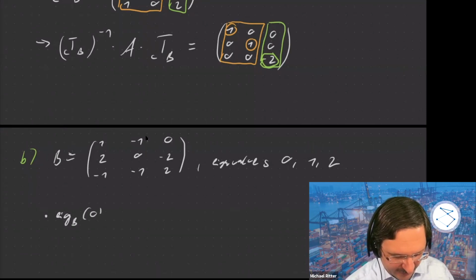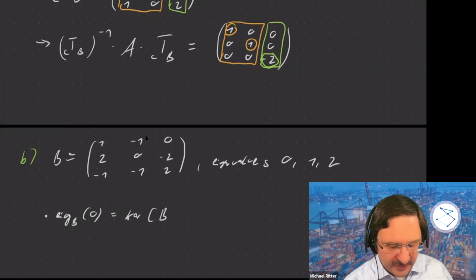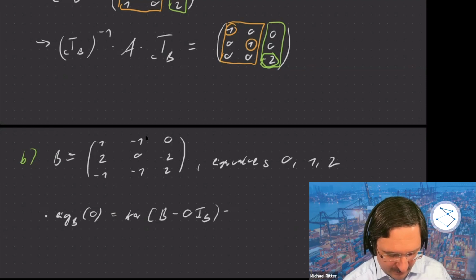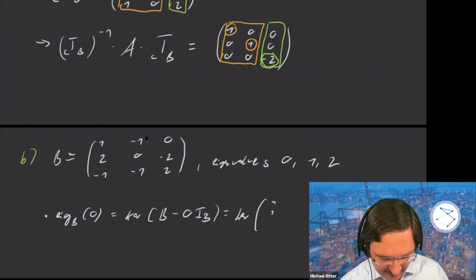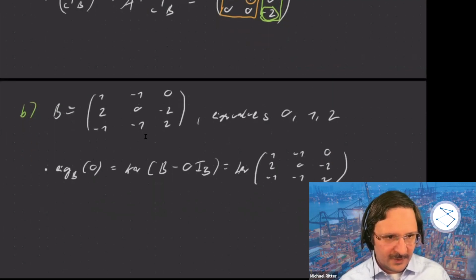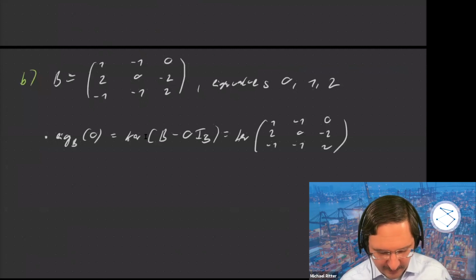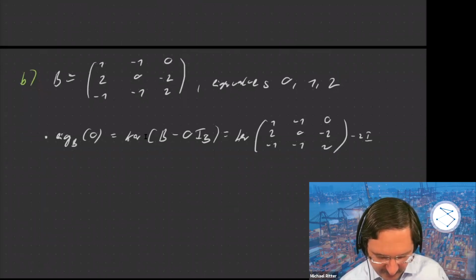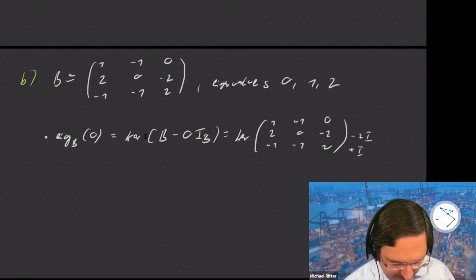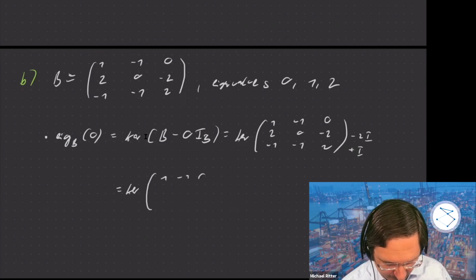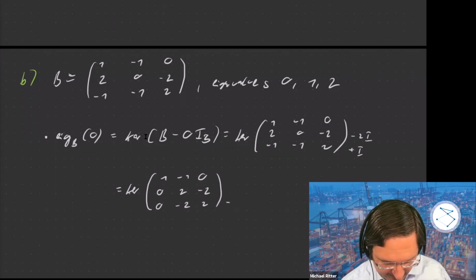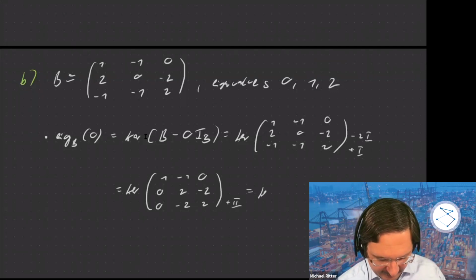So for the eigenspace of eigenvalue 0, we determine the kernel of B minus 0 I3. So that's the kernel of B exactly: 1, 2, -1, -1, 0, -1, and 0, -2, 2. To compute that kernel, for example, we subtract 2 times row 1 here. We add row 1 here. And we get 1, -1, 0. Here's a 0 plus 2, -2. And here we get 0, -2 plus 2. As you can see, just adding the second row to the third one will yield a 0 row.